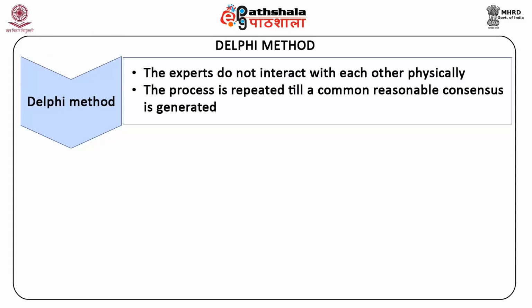Under this method, the experts do not interact with each other physically. Rather, through an interactive process, they are given a set of questions through mail and their opinions are gathered. These are summarized based on the opinions as expressed earlier by experts and again sent back to them. The process is repeated till a common reasonable consensus is generated based on the views of experts.